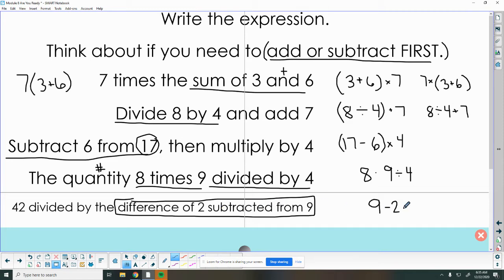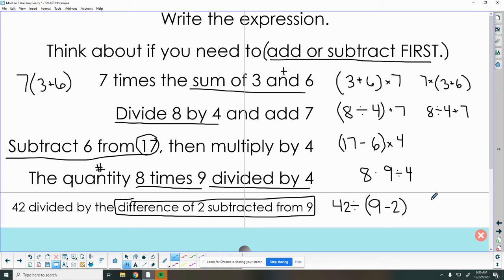And since we want to do this first and it's subtraction, we need to make sure we get those parentheses to say do this first. So now let's think about we're dividing 42 by 9 minus 2. So 42 needs to go in the front. 42 divided by 9 minus 2.